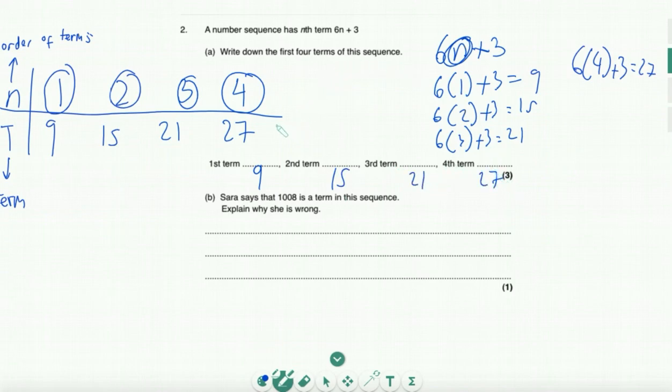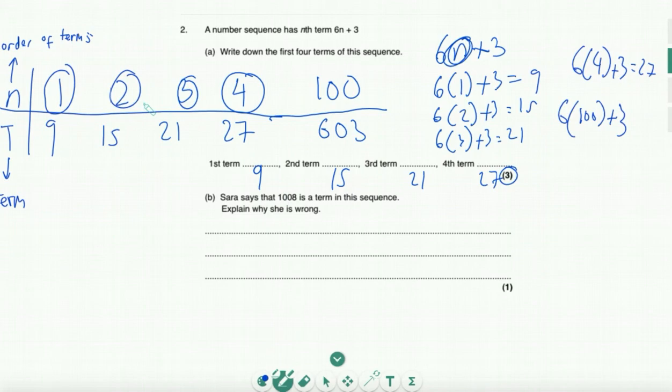So someone said, yo, what's the 100th number in the sequence? What we're going to do is replace n with, you guessed it, 100. That was the question. 603. All right, so those are the first 3 marks. Pretty straightforward, guys. Next, Sarah says that 1008 is a term in this sequence. Explain why she is wrong.